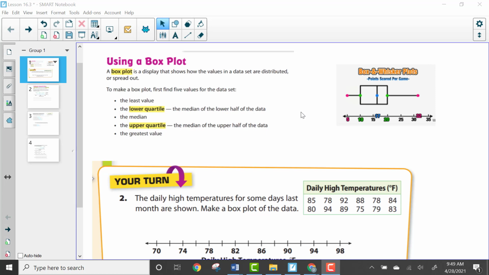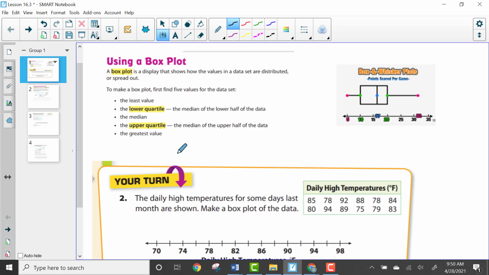Now, on page 463, you can see that there are 5 values for the data set that are shown in a box plot. The first one is the least value. The second one, we can see the lower quartile. Another one is the median, then the upper quartile, and also the greatest value.